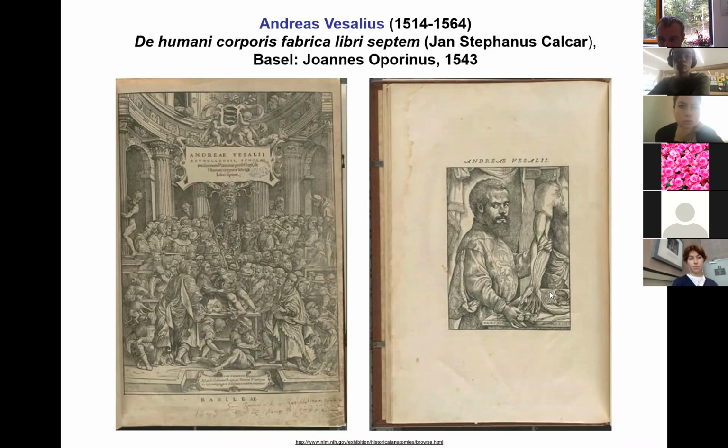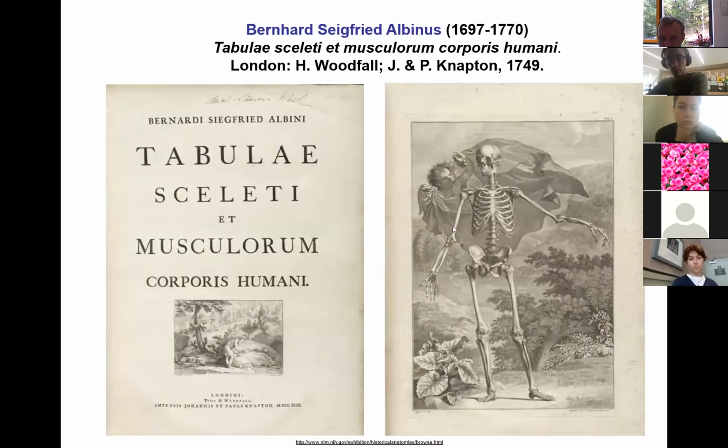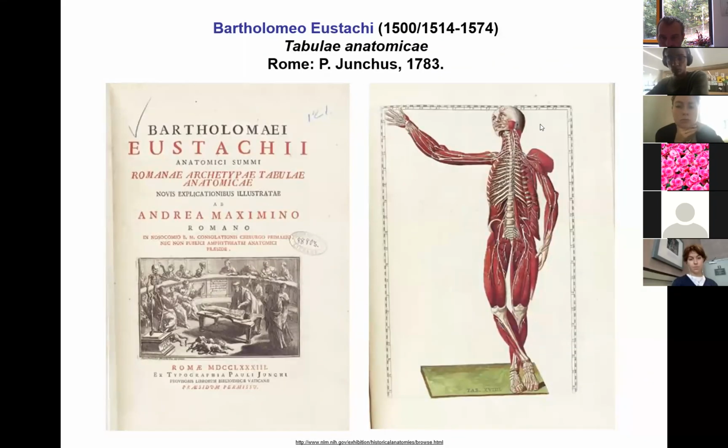by Andreas Vesalius, and another kind of how anatomy was taught in last centuries, using such different skeletons in different backgrounds. Maybe you know Eustachian cube. So this is a figure from a Eustachian anatomy.